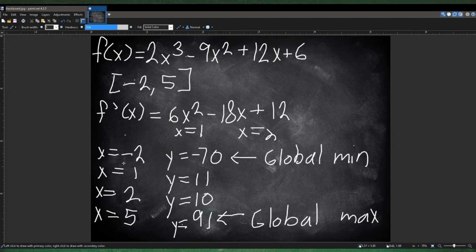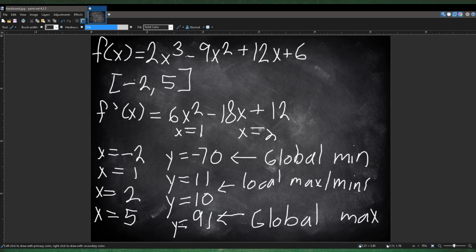Including the boundary points. So you have the negative 2, the 5, the 1, and the 2. Then you find the y values of each of those points. Whatever is the smallest point is going to be your global min, and whatever is your biggest point is going to be your global max. So what about these other points, the 11 and the 10? Well, they're either going to be local maxes or mins.